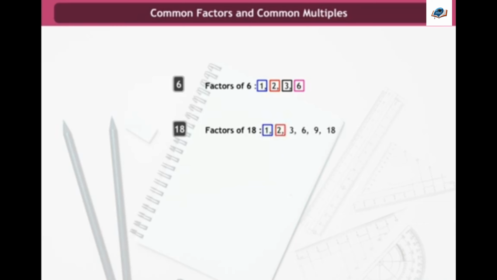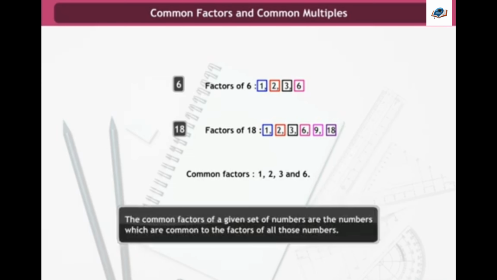Common factors and common multiples. Now let us find out the common factors of 6 and 18. The factors of 6 are 1, 2, 3 and 6. Also factors of 18 are 1, 2, 3, 6, 9 and 18. So we can see that the factors 1, 2, 3 and 6 are common to the two numbers. These numbers are called common factors of 6 and 18.